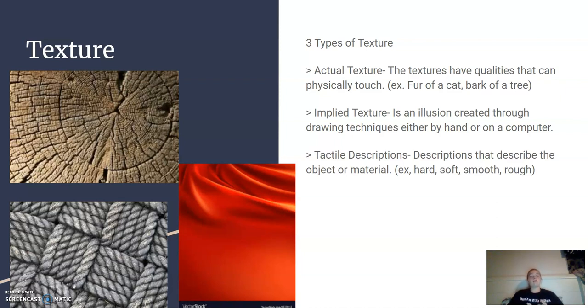Amplified texture, like I was explaining the actual texture with my words, is an illusion created through drawing techniques, either by hand or computer, which in the left-hand corner at the bottom is a picture of rope. But in reality, someone drew a realistic picture of rope. So it looks real, but it's actually just a drawing, or it was generated on a computer. While tactile descriptions are basically descriptions of what the object or material is. So when I say it's hard or smooth or silky or soft or rough or sticky or anything like that, those are tactile descriptions of what texture is.